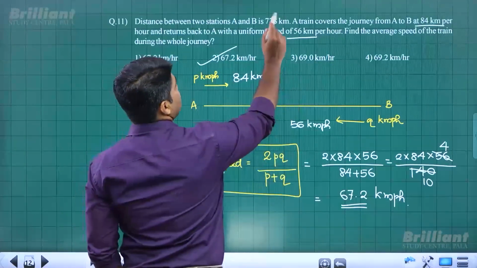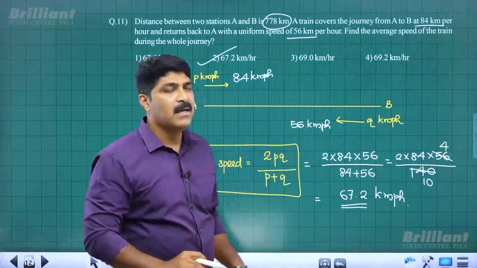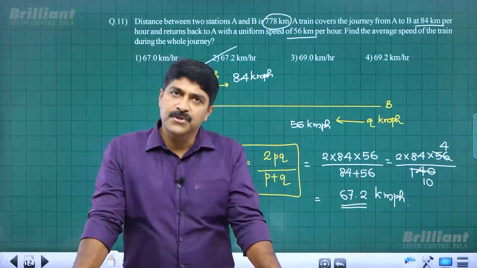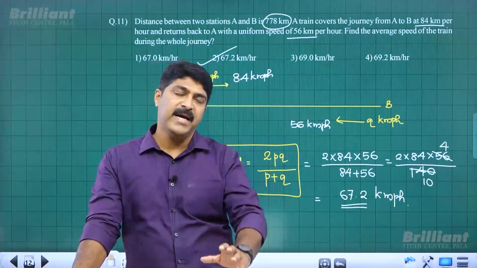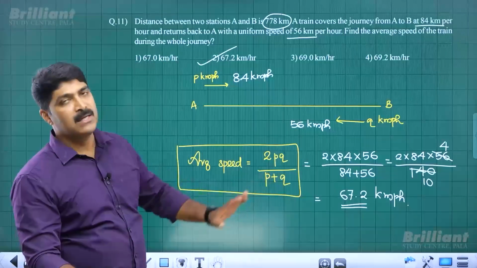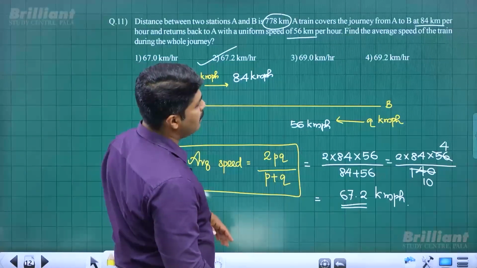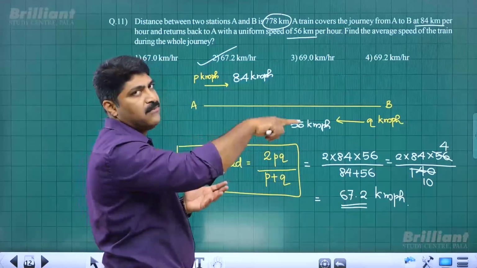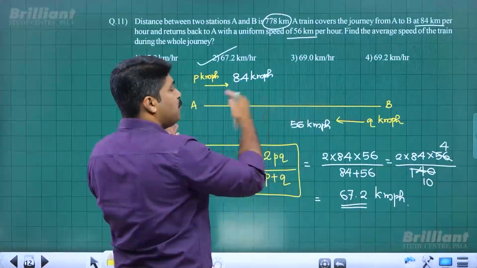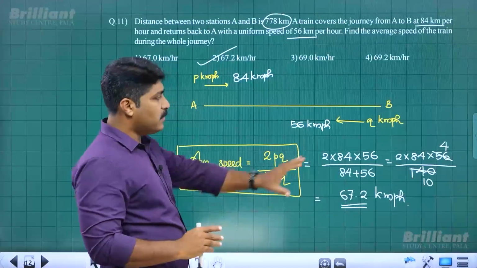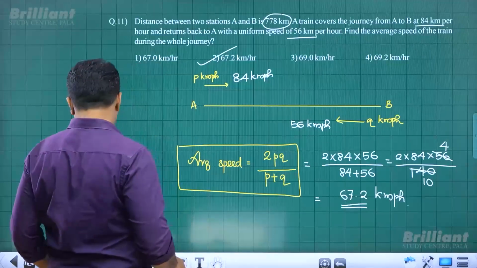Understand? The 778 kilometer is irrelevant data in such a question. With the help of that 778 also you can find the answer, but without that distance also we can find it through this direct result whenever we consider average speed in the case of a to and fro journey. To and fro journey means the distances are the same. From A to B, then B to A, the distances are the same. In such a situation, we can directly apply this result. Okay, then we can consider the next question.